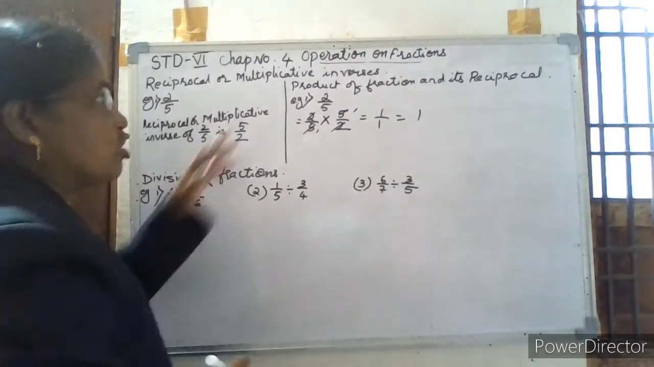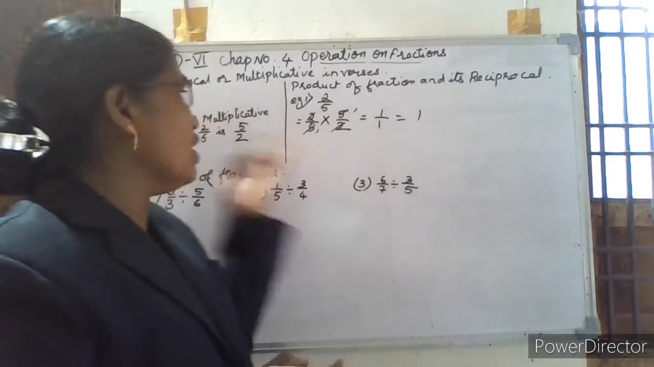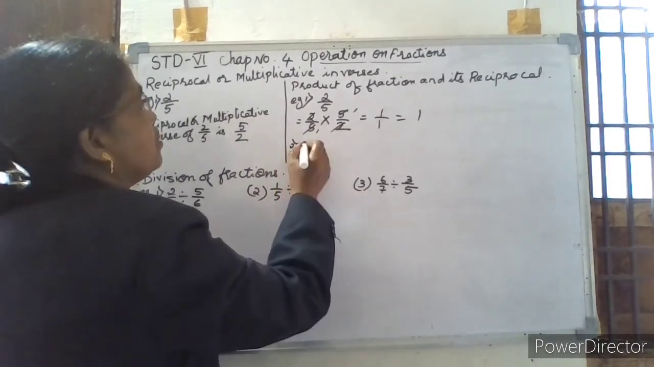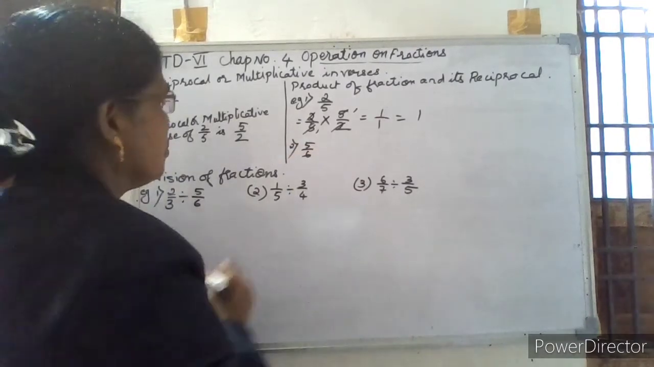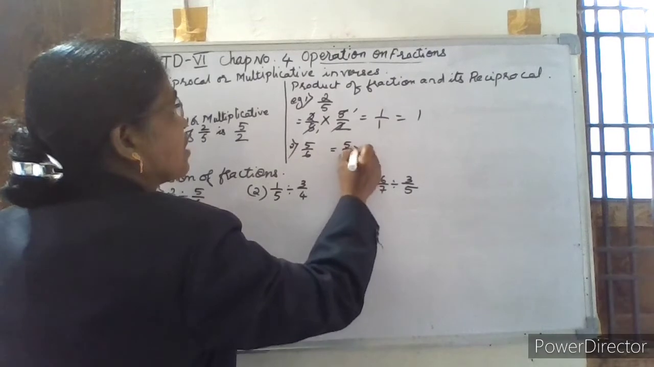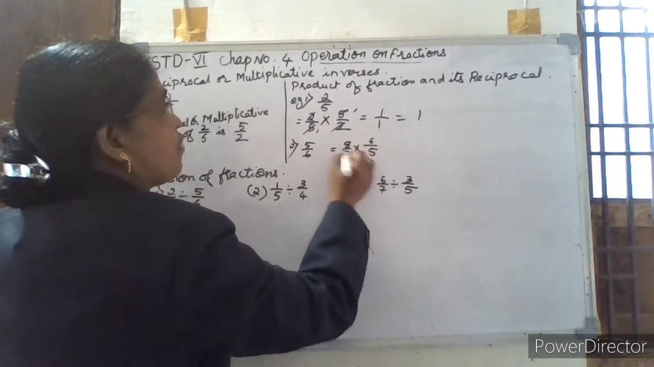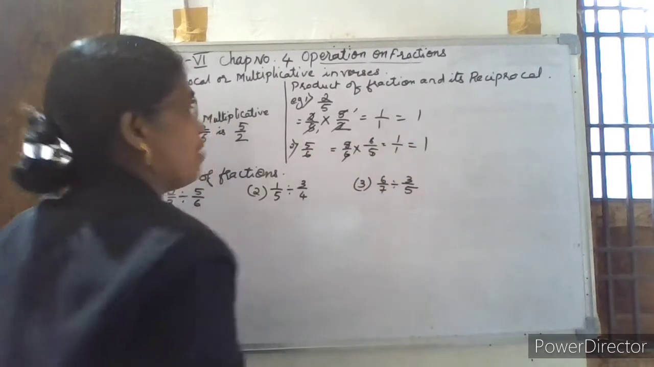Let the fraction be any. I will take another example. Suppose 5/6 is there. 5/6 is the fraction, multiplied by its reciprocal 6/5. 5 cancels, 6 cancels, it is equal to 1/1, that is equal to 1. So the product of a fraction and its reciprocal is always equal to 1.